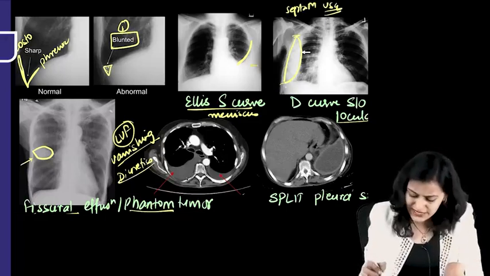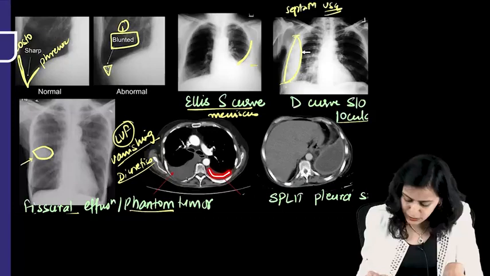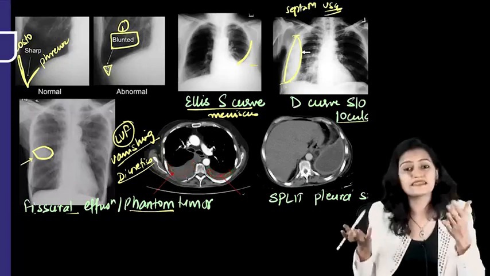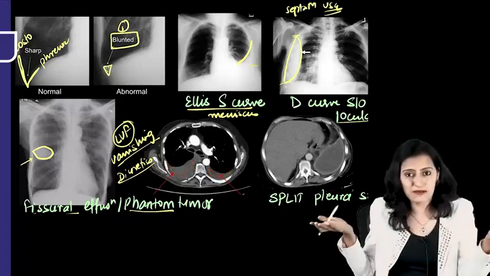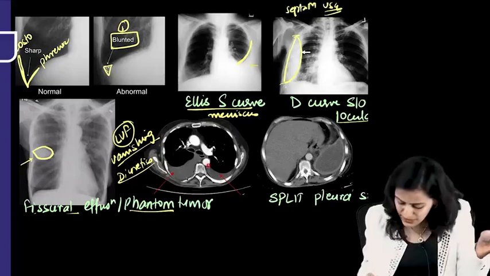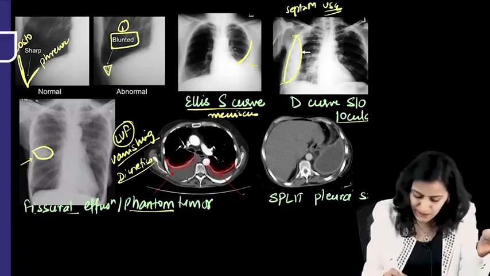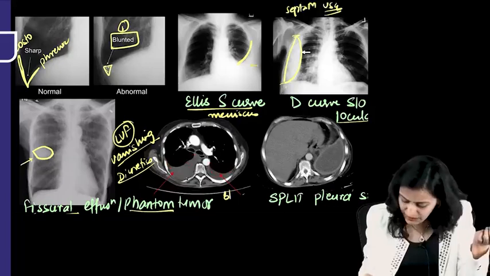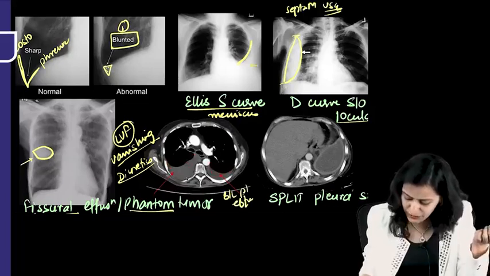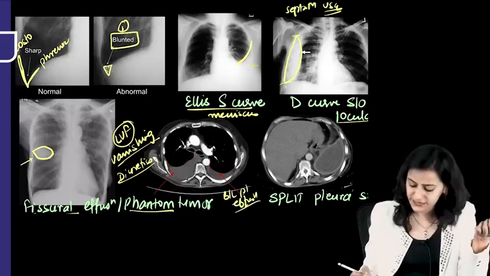Now this is the CT scan, which is showing this gray, that is a water density fluid accumulation in the dependent part with the meniscus appearance, right? You can see this meniscus appearance. So this is bilateral pleural effusion, gray water density.